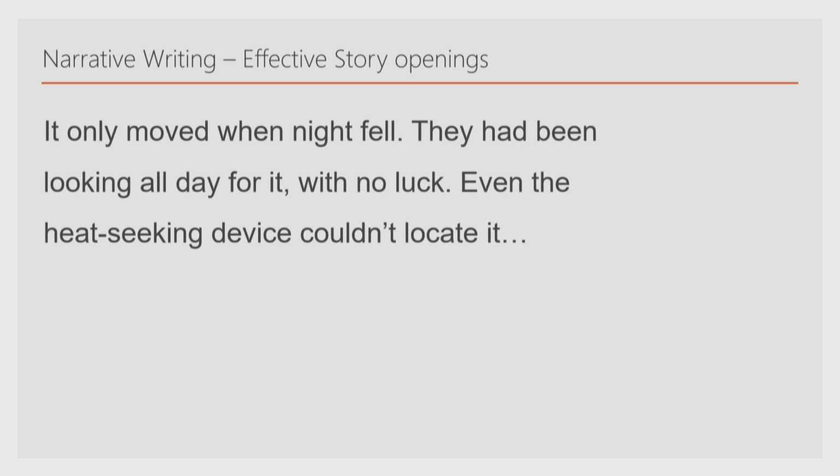The first thing we can think about is how to start stories effectively. Let's read the extract on screen. How does the author manage to make the opening interesting for the reader?